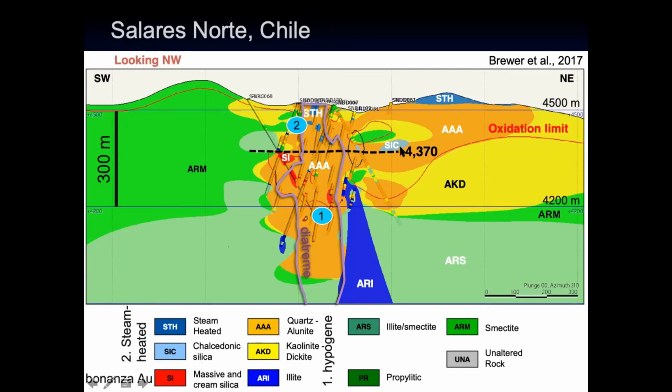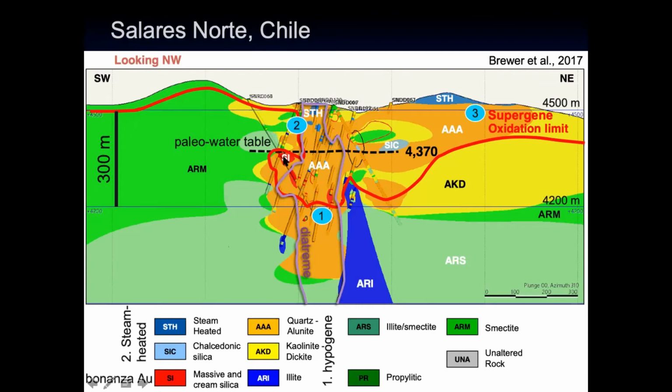And then later on, all of this was overprinted by supergene oxidation. The pyrite was completely supergene oxidized, with, as I noted, 95% of the ore body now supergene oxidized. So there are three types of kaolinite and alunite: hypogene, related to the ore body; steam-heated, over the top of the ore body; and later supergene alteration. Three styles, overprinting each other.